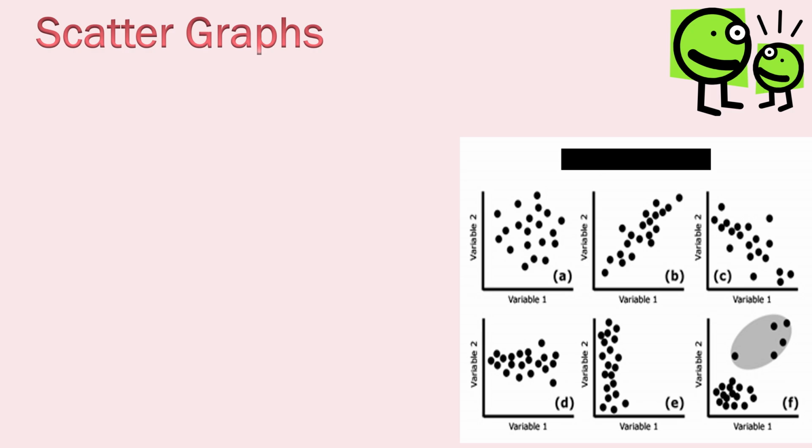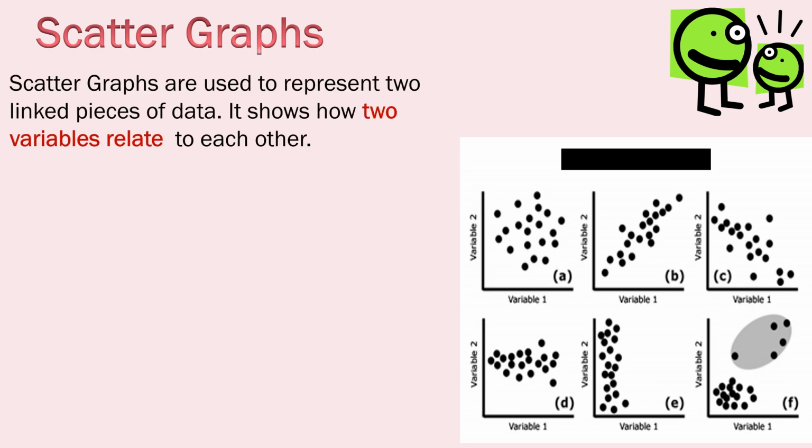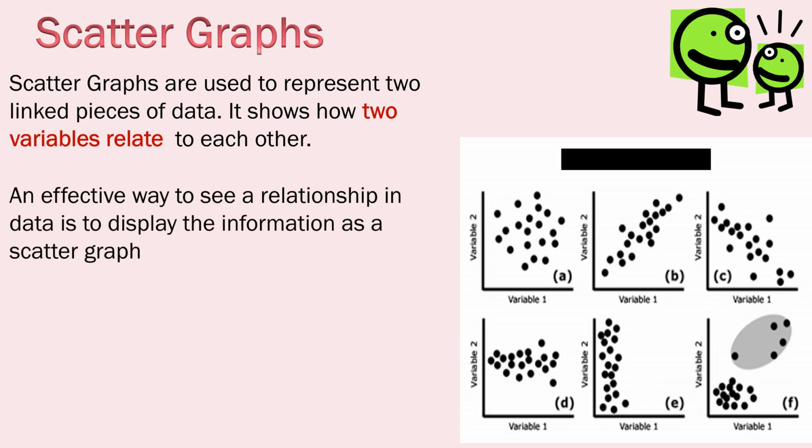A scatter graph is used to compare two sets of data. As you can see on your screen, we have a scatter graph showing the relationship between two variables. Scatter graphs are used to represent two linked pieces of data. It actually shows how the two variables relate to each other. And an effective way to see a relationship in data is to display the information as a scatter graph.